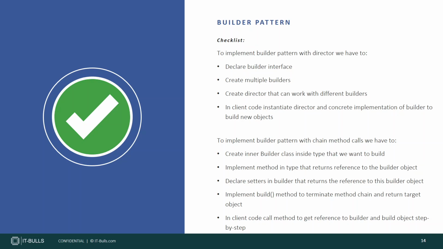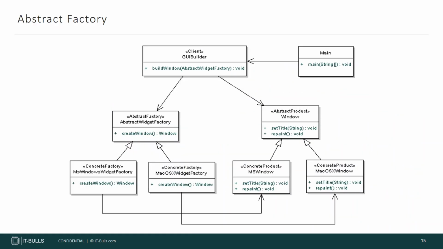In client code, call method to get reference to builder and build object step by step. Basically, that's it regarding builder pattern. Let's move on. And the last but not the least pattern for today is an abstract factory.